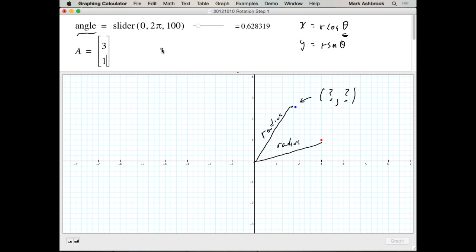From the red dot to the blue dot is the angle. Isn't that theta? It's just a dummy variable. Right. But what angle measure is it? So that's what we're saying. So for this particular one, it's angle.